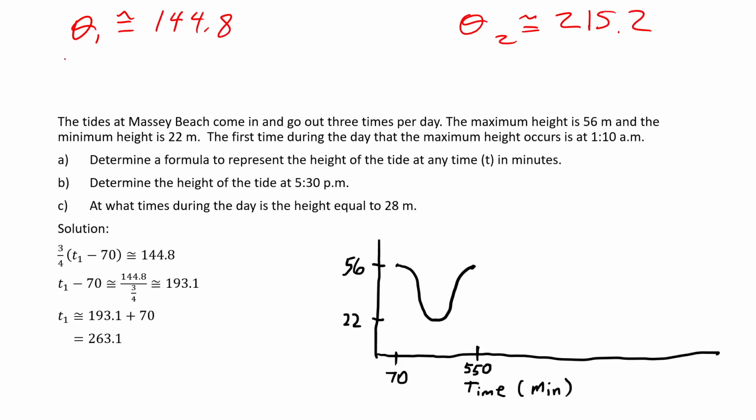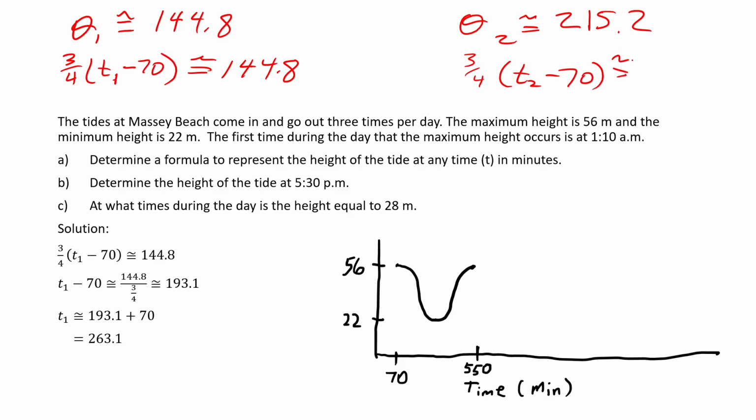Well, you might recall a couple slides ago, we said theta is equal to 3/4 t minus 70. So if we're talking about theta 1, we can say 3/4 t1 minus 70 is roughly equal to 144.8. And similarly, 3/4 of t2 minus 70 is roughly equal to 215.2.